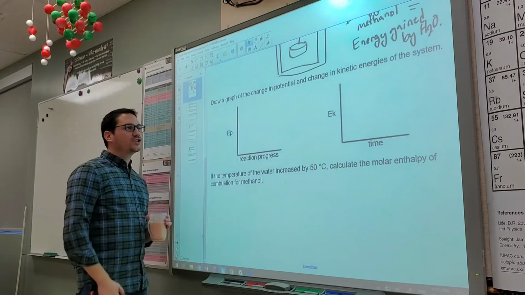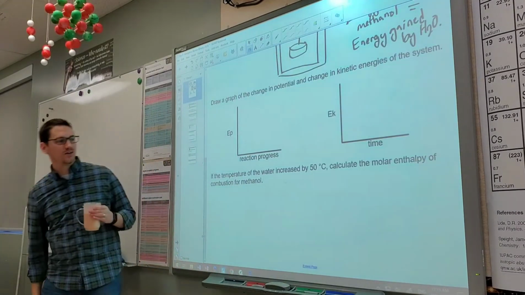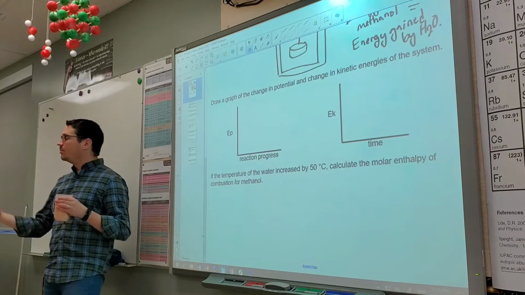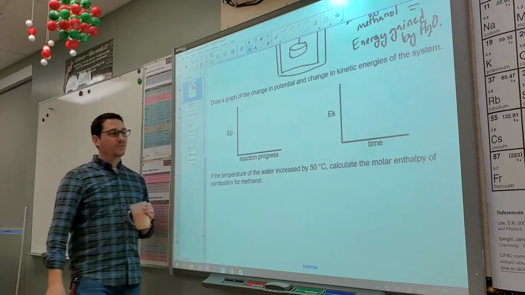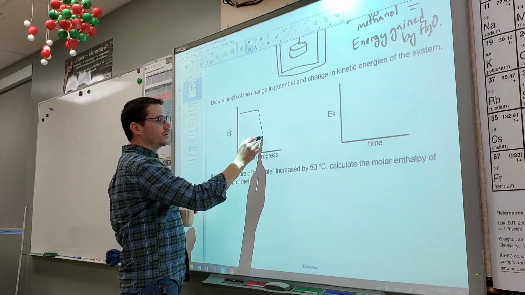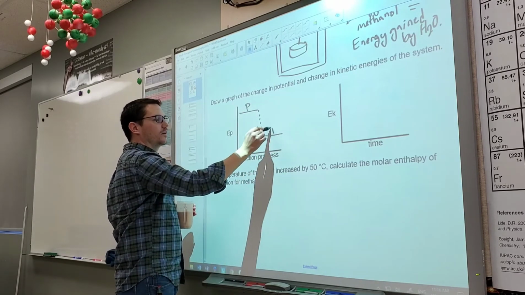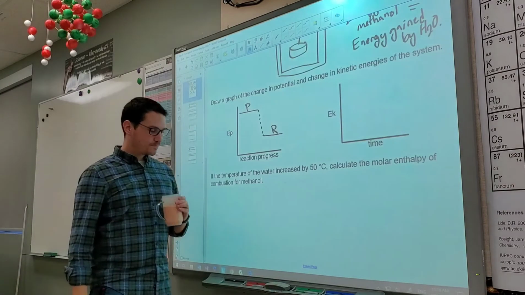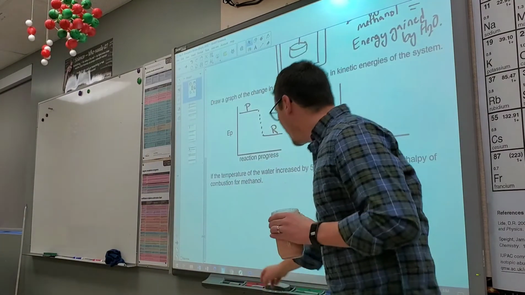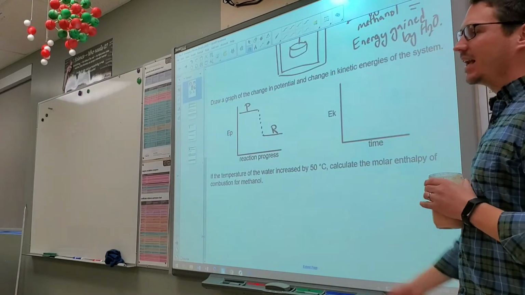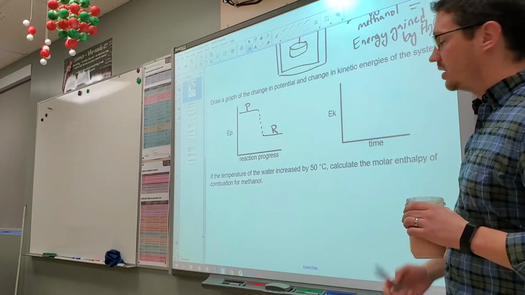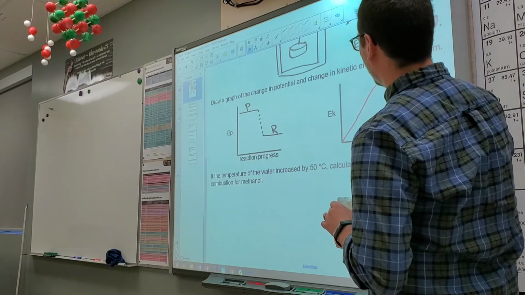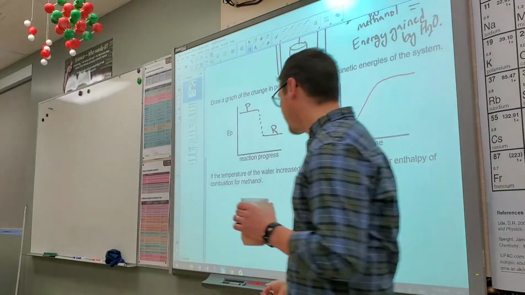So let's draw a change in potential energy and a change in kinetic energies of the system. So the first one is potential energy. What's happening during the combustion of methanol? Energy is being released, right? Our products and our reactants. And what's happening to the kinetic energy of the water? Going up. Yeah, it's going to rise, and then at some point in time it's going to flatten out when the reaction's done, right?